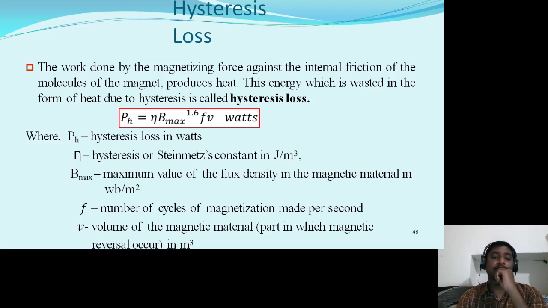It is denoted by Ph, and given by eta Bmax power 1.6 into f V watts. Loss is measured in terms of power, so the unit of the loss is watts. So Ph is the hysteresis loss in watts. Eta is the hysteresis or Steinmetz constant, measured in joules per meter cube; Bmax is the flux density in Webers per meter square or Tesla; f is the frequency, the number of cycles per second; and V is the volume of the material in meter cube. By using this formula we can calculate the hysteresis loss.